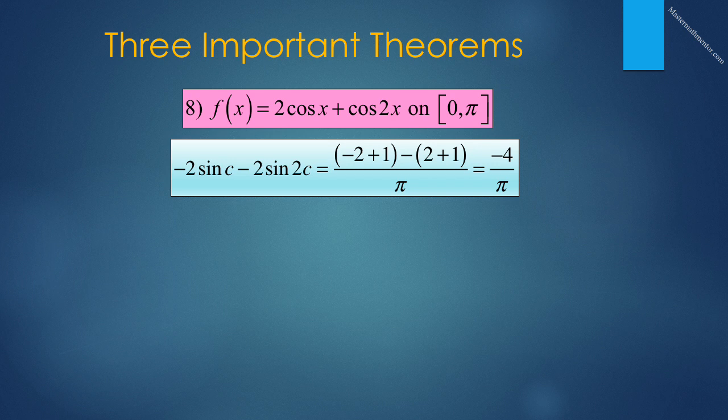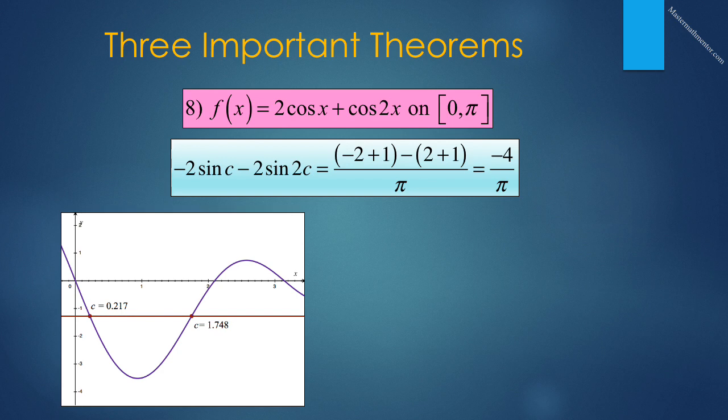and that is equal to negative 4 over pi. So we have the equation negative 2 sine c minus 2 sine of 2c equals negative 4 over pi. This must be done on the calculator, so we graph y equals negative 2 sine x minus 2 sine of 2x on the interval 0 to pi, and also y equals negative 4 over pi on that same interval. And we see that there are 2 points of intersection at 0.217 and 1.748. So those are the values of c that satisfy the mean value theorem.